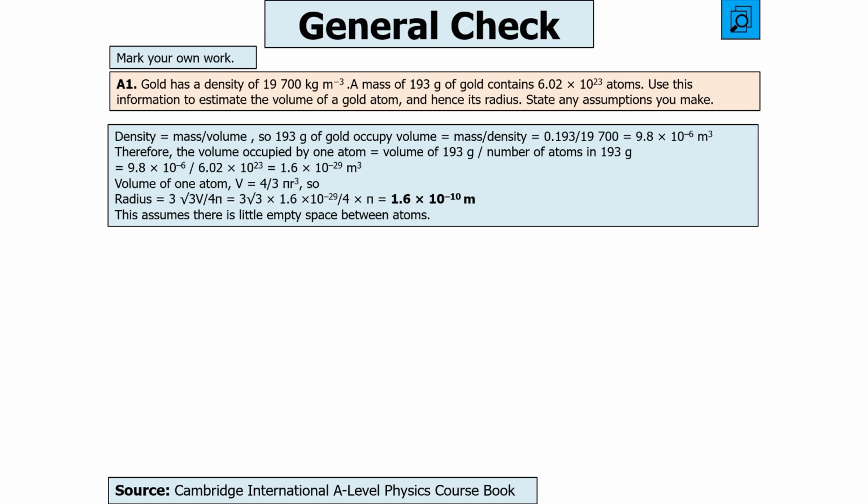So the volume of one atom is going to be 4 over 3 pi r cubed. We can rearrange that, make r the subject, and so it's going to be equal to 1.6 times 10 to the minus 10 meters. And our assumption is that there's very little space between those atoms in that mass.